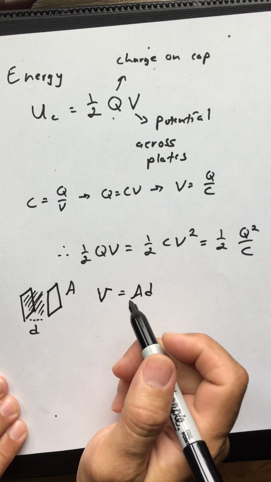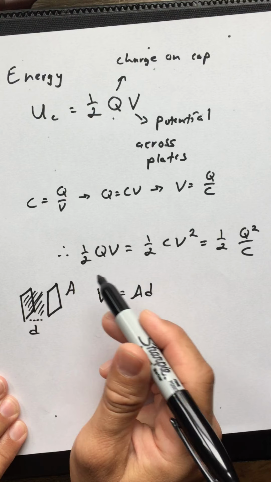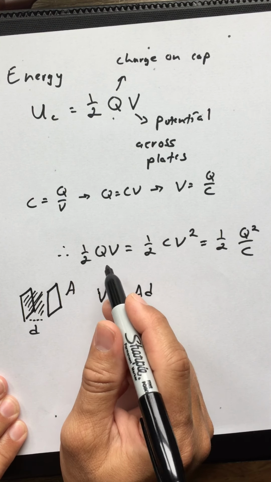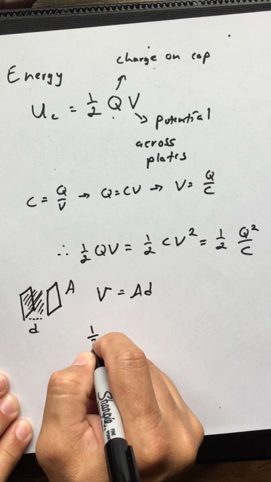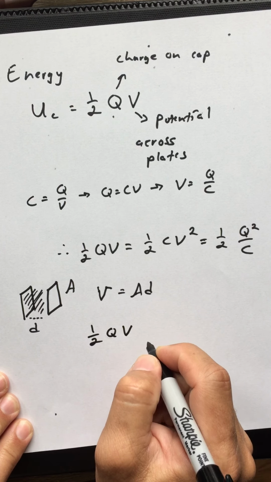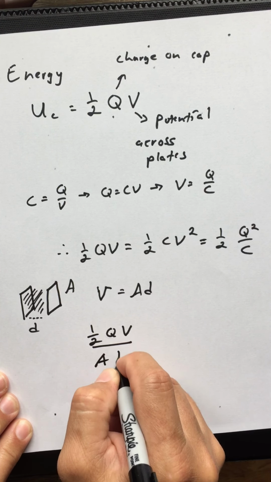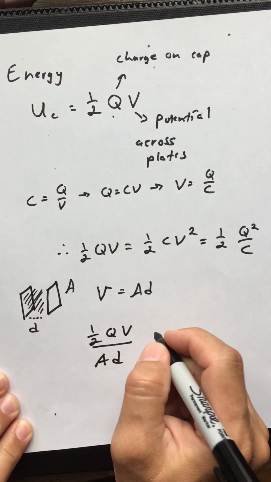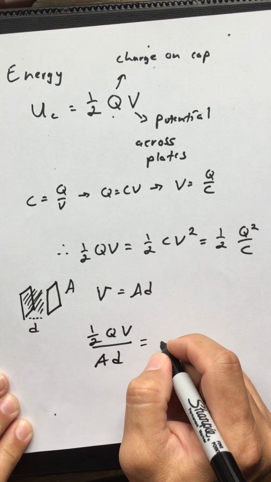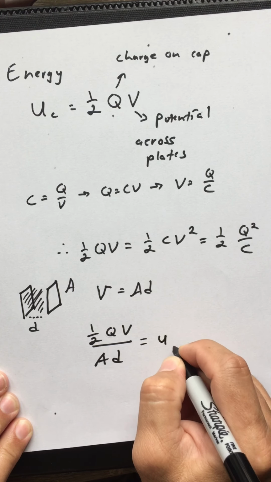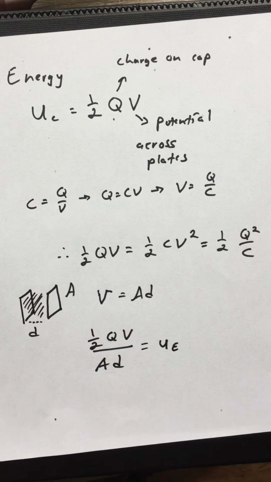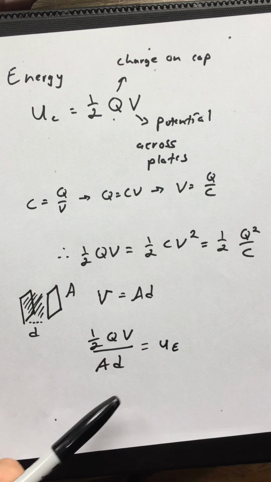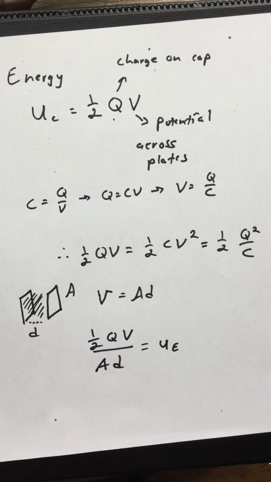What I can then do is take any of these expressions of the potential energy in this region and divide it by the volume. So I could get 1/2 QV divided by AD, which is the volume. And what I've done there is I've determined the energy density, which we usually write with a lowercase u sub E. So uppercase U sub C is the potential energy for C for B Coulomb there. The lowercase u with the E is energy density.